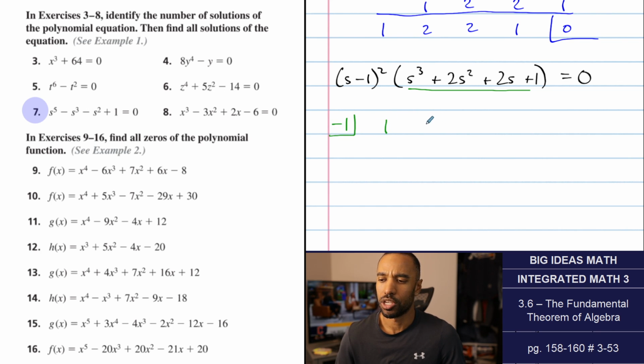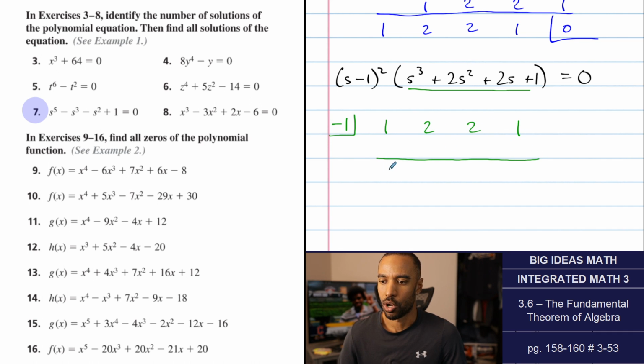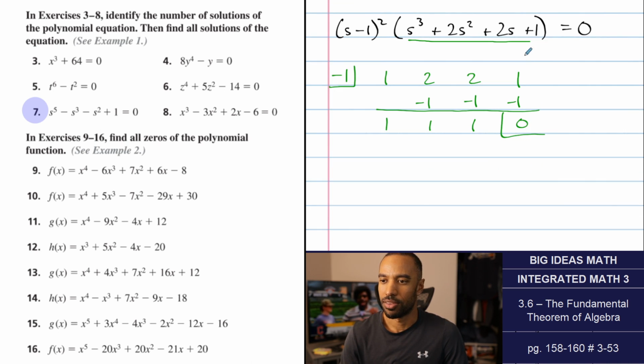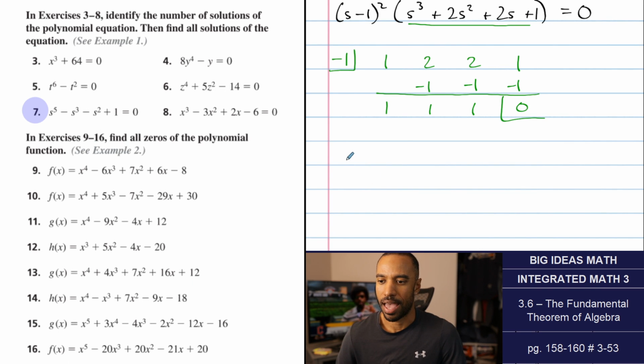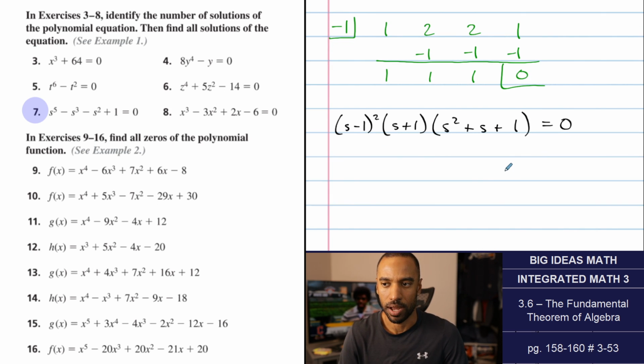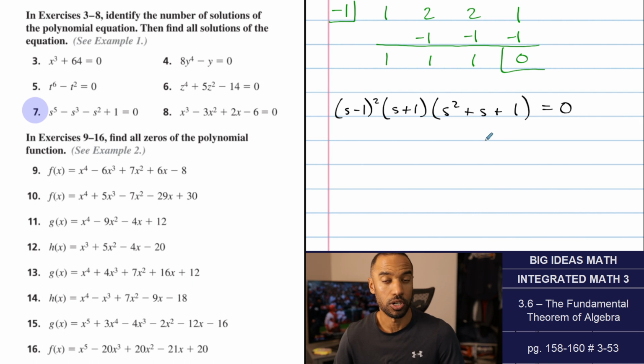So I got a 1s cubed, a 2s squared, a 2s, and a 1. And let's go off that one. Okay, so from there, that is a -1. So now I have s minus 1 quantity squared times s plus 1. And the final factor here is s squared plus s plus 1. Now, this is not factorable, but it is a quadratic. So I can solve using, say, the quadratic formula.